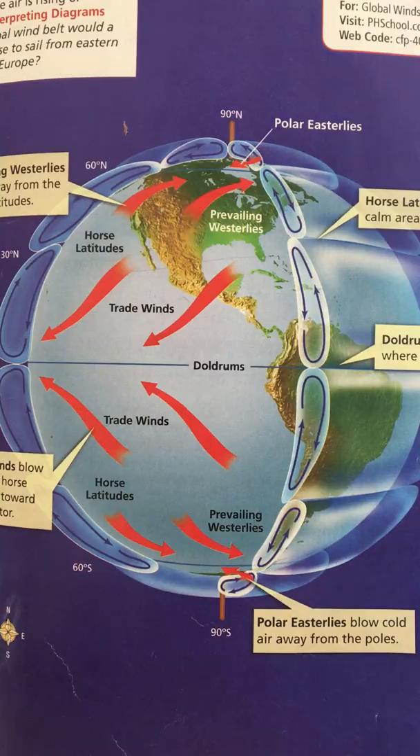Global convection currents. How do global winds develop? Temperature differences between the equator and the poles produce giant convection currents in the atmosphere. Warm air rises at the equator and cold air sinks at the poles. Therefore, air pressure tends to be lower near the equator and greater near the poles.